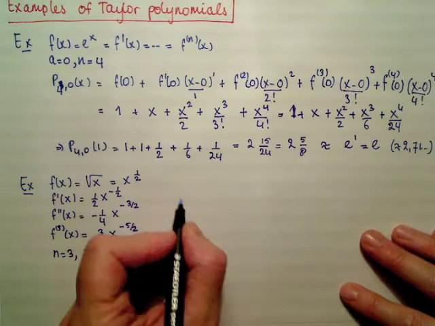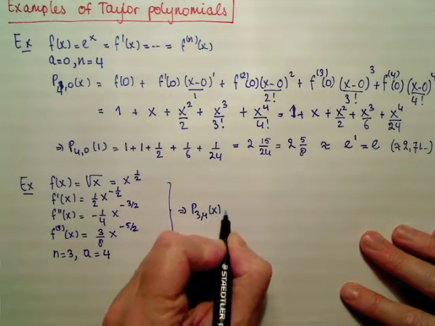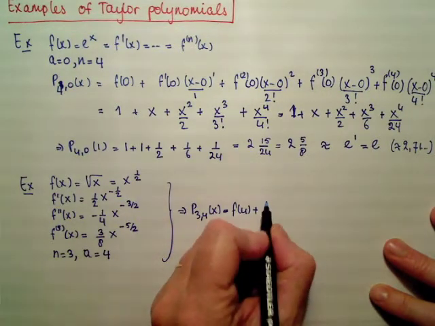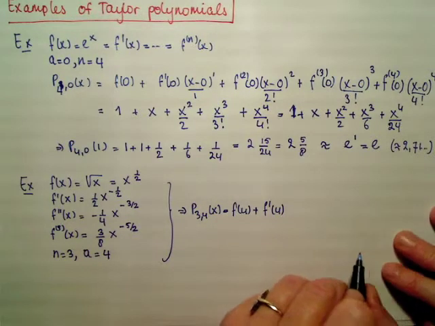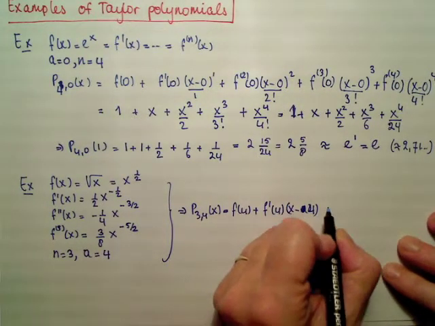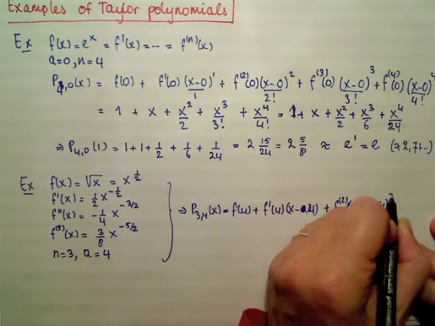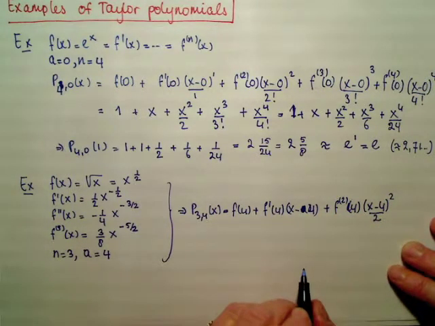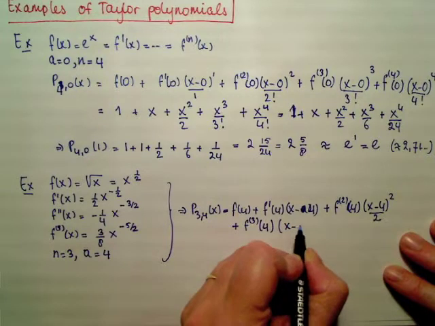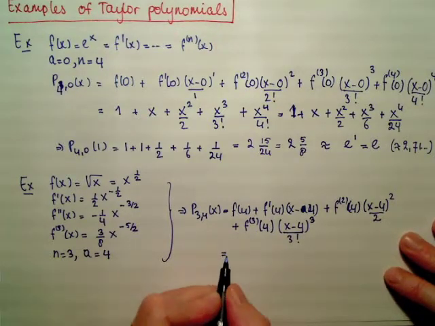Then we get, what do we get? P3(x) is equal to the function value at 4, plus the first derivative of our function evaluated at base point 4 multiplied by (x - 4), divided by 1, plus the second order derivative evaluated at the point 4 multiplied by (x - 4) squared divided by 2, plus the third order derivative evaluated at the base point 4 multiplied by (x minus the base point) to the power 3 divided by 3 factorial, and this is equal to what?